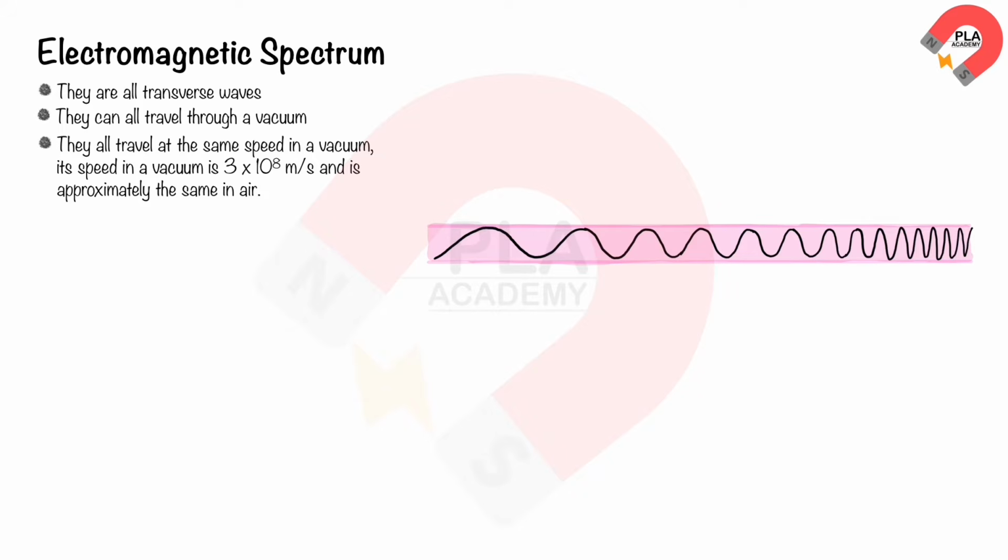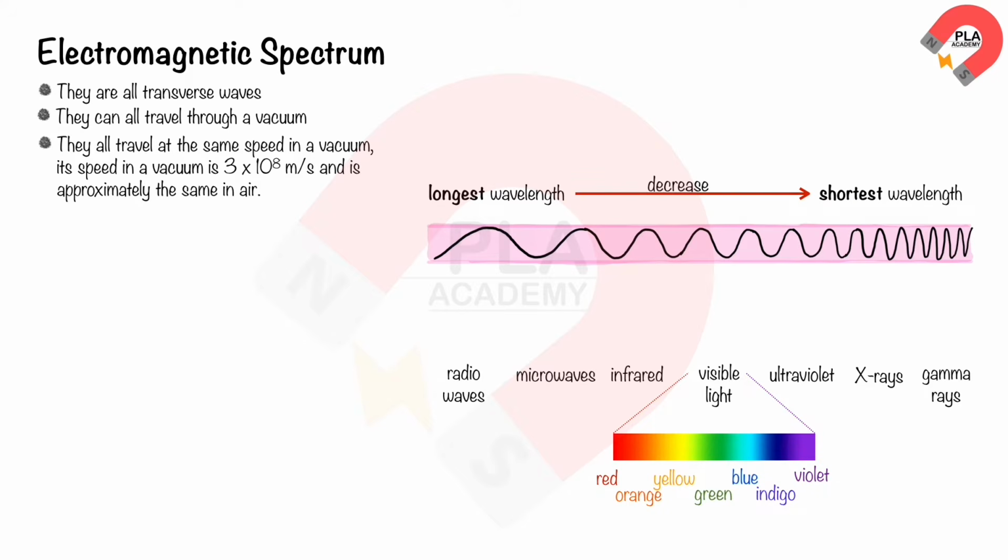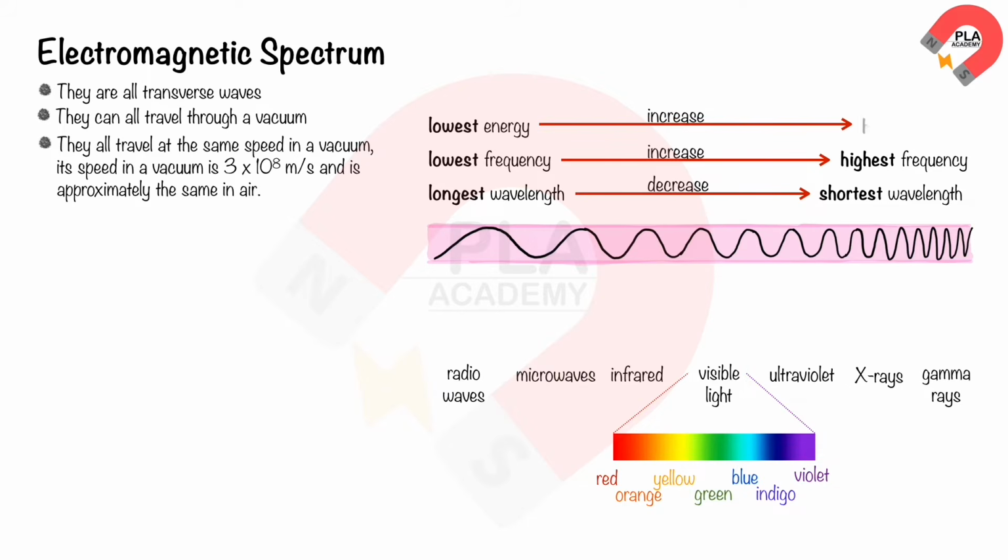The main groupings of the continuous electromagnetic spectrum are radio waves, microwaves, infrared, visible light (red, orange, yellow, green, blue, indigo, violet), ultraviolet, X-rays, gamma rays. This order is shown in the diagram from longest wavelength to shortest wavelength, lowest frequency to highest frequency, lowest energy to highest energy.